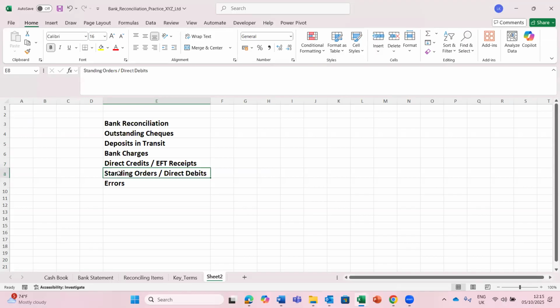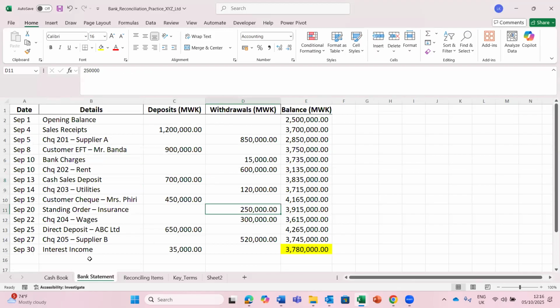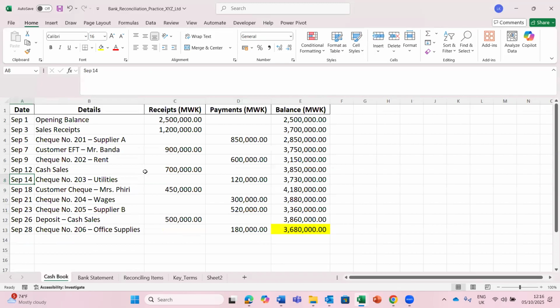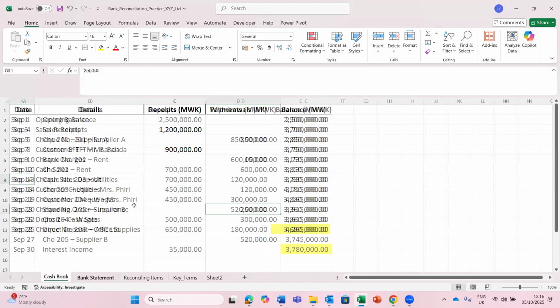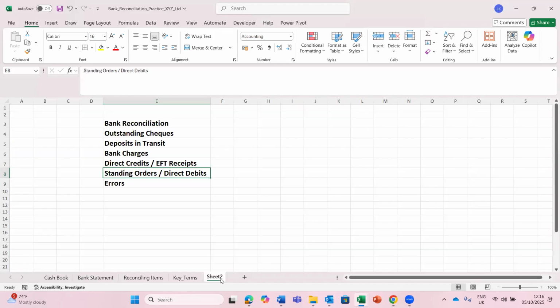And then you have standing orders or direct debits. These are payments which are made on behalf of the organization. These are paid by the bank. It's only after the bank makes the payment that's when you record in your cash book, right? The opposite of direct credits are direct debits, and the same with standing orders, right? So this is also a reason the two sets of records will not agree.